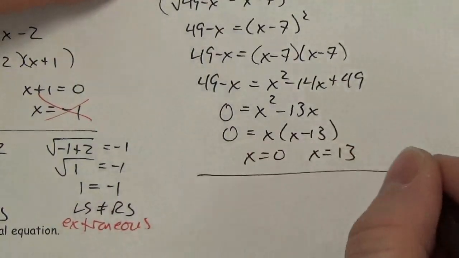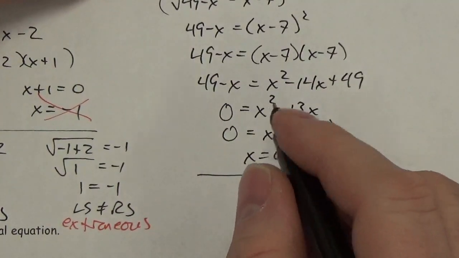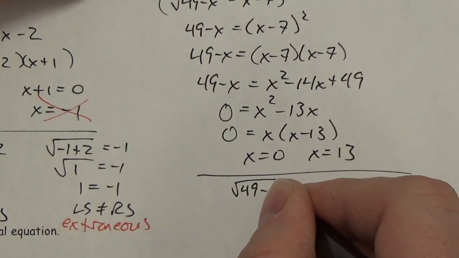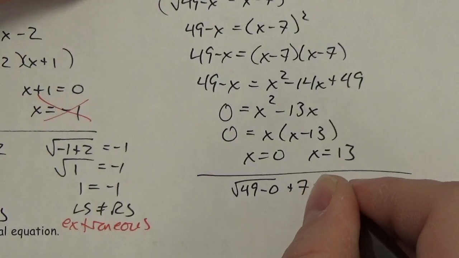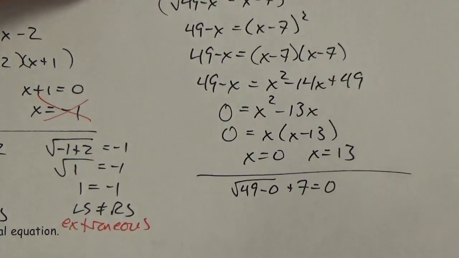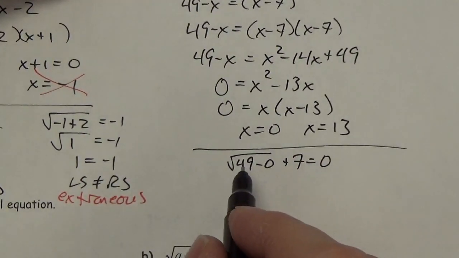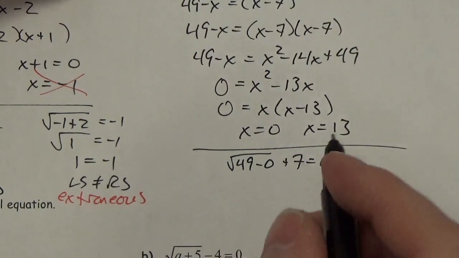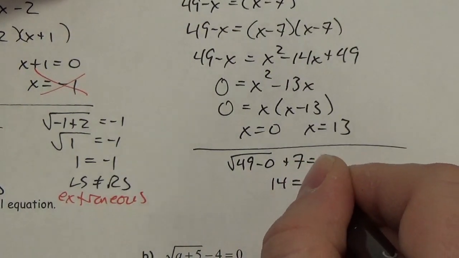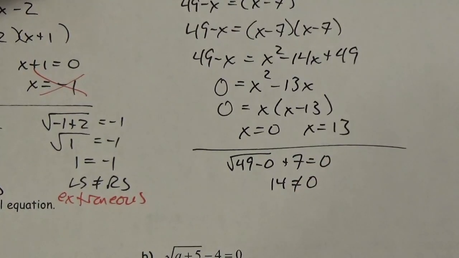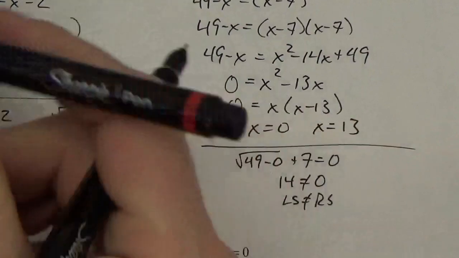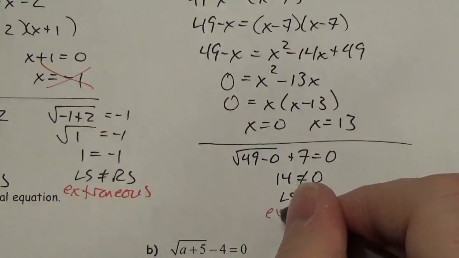Now let's check. I'm going to go back to my original here. So if I go square root of 49 minus 0 plus 7 is equal to 0, well, 49 minus 0 is 49. The square root of 49 is 7, plus 7 is 14. Well, that doesn't equal 0. Left side does not equal right side. I know that this is going to be extraneous.